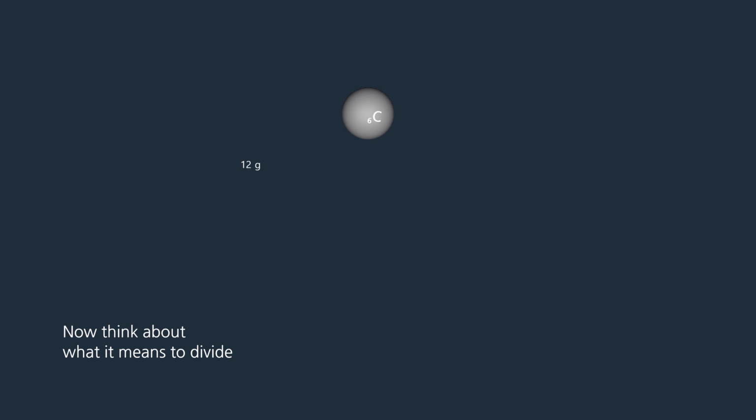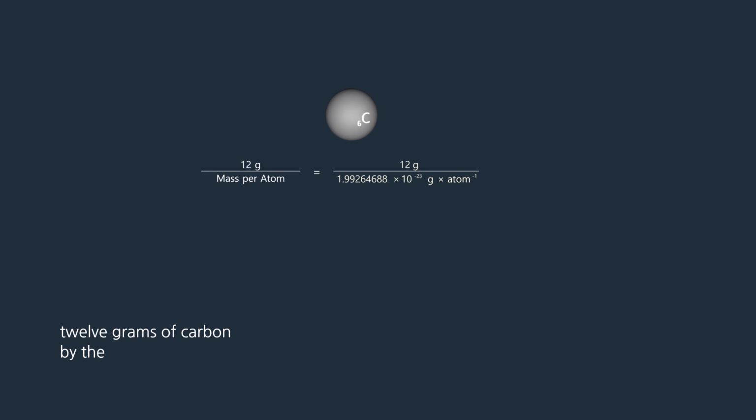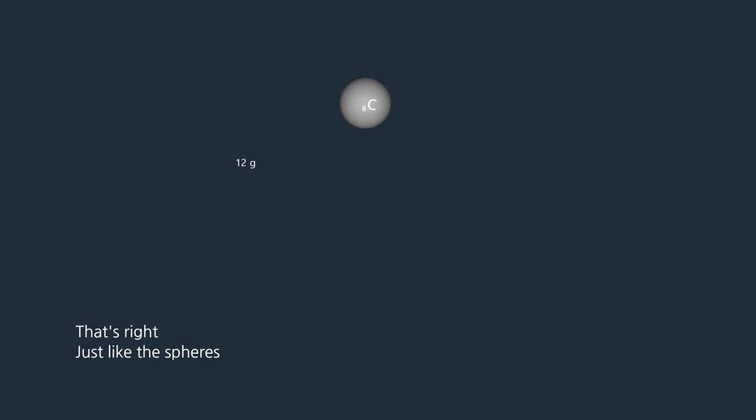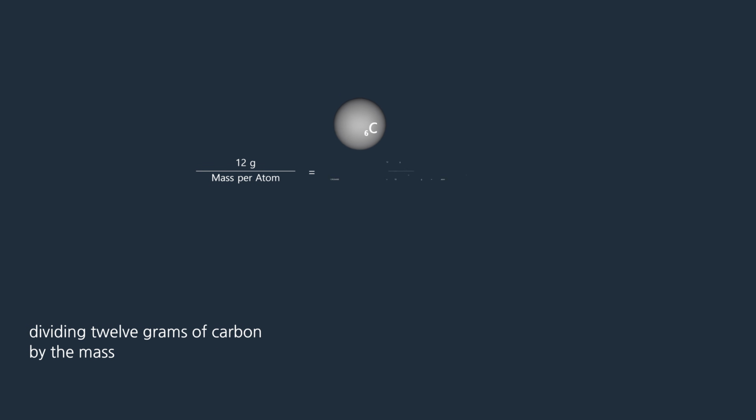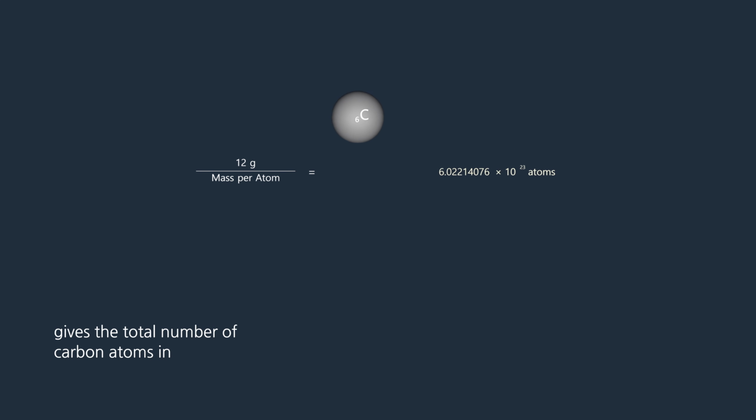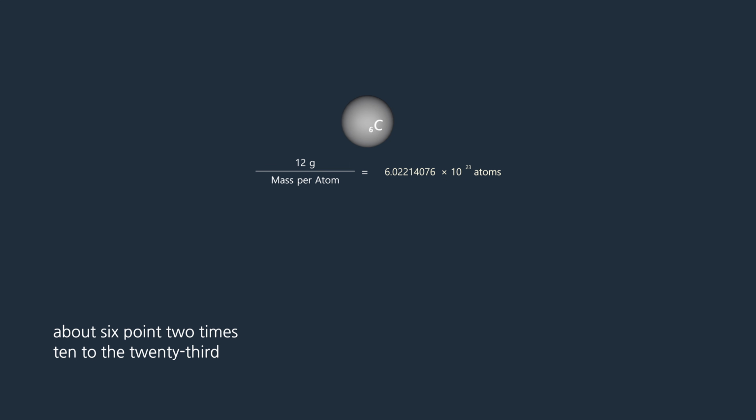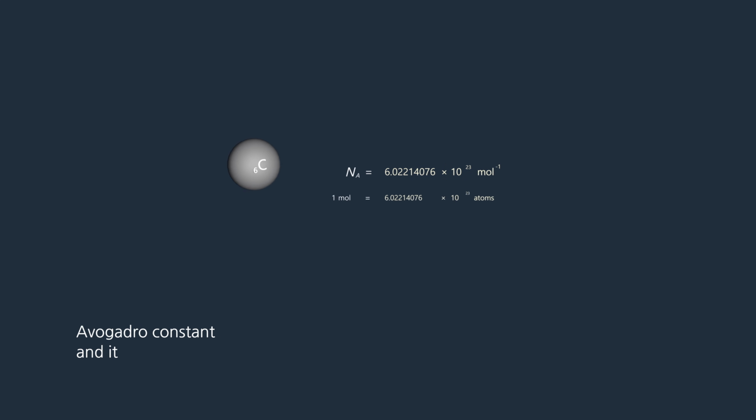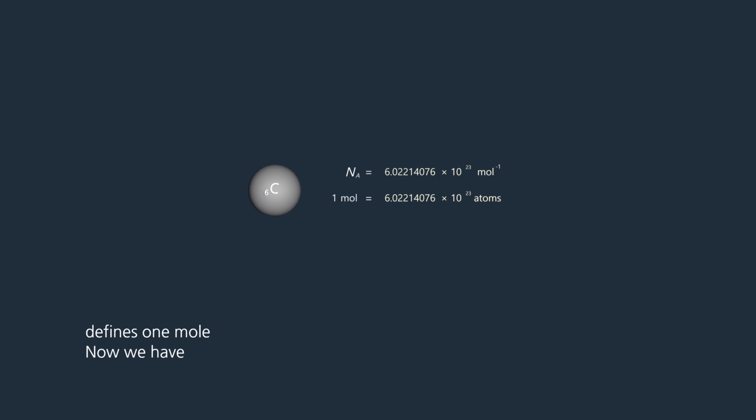Now, think about what it means to divide 12 grams of carbon by the mass of one carbon atom. That is, the mass per atom. That's right. Just like the spheres, dividing 12 grams of carbon by the mass of a single carbon atom gives the total number of carbon atoms in 12 grams. The result is about 6.02 times 10 to the 23rd. This enormous number is called the Avogadro constant, and it defines 1 mole.